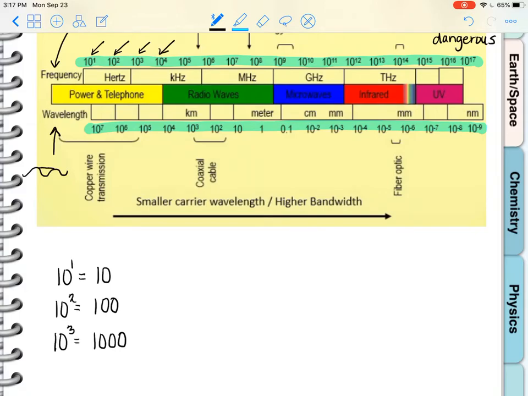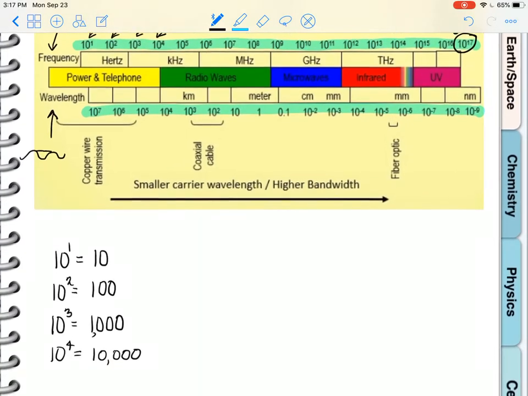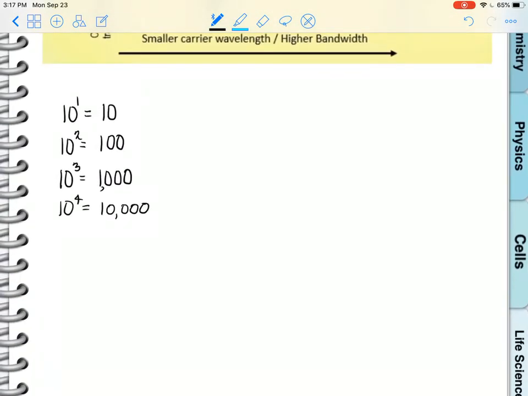Here's 10 to the fourth power. So that's going to be a 1 and 1, 2, 3, 4 zeros. So remember, this is talking about frequency. We're talking about how many waves pass that given point in 1 second. This goes all the way up to 10 to the 17th power. So let me show you what that would look like.